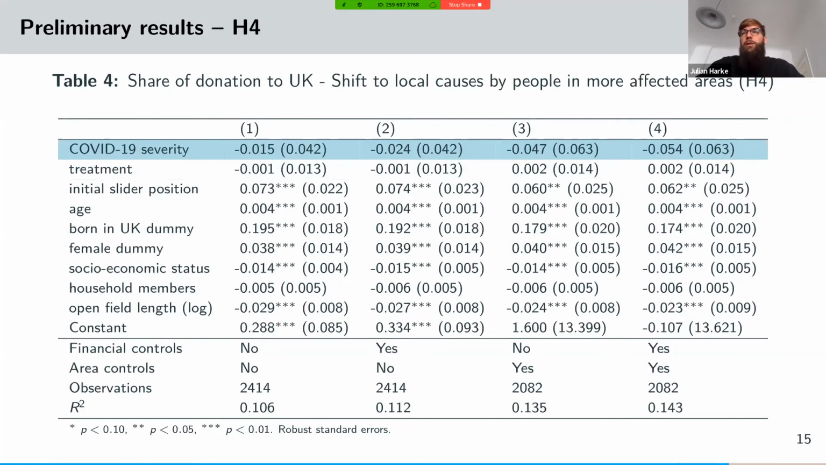And in our hypothesis 4, we don't find any evidence either, where the dependent variable is also the share of donation to the UK. But for our hypotheses 2 and 4, we rely on the local severity, right? And as I said, we asked the participants to estimate the number of cases in the area, but it seems that the participants are not very well aware of the actual number of cases. So that might be one of the problems.